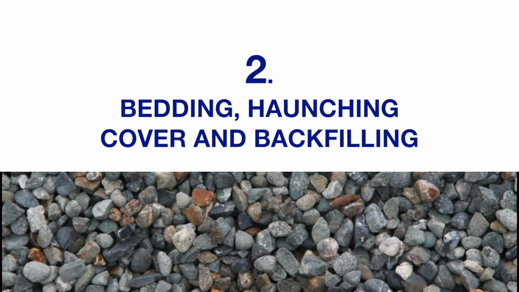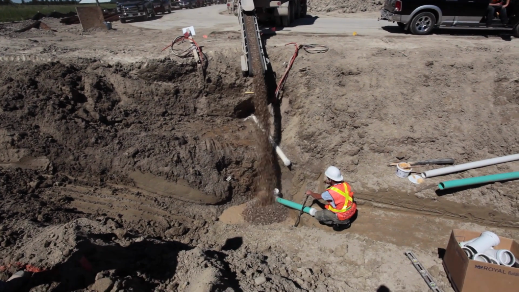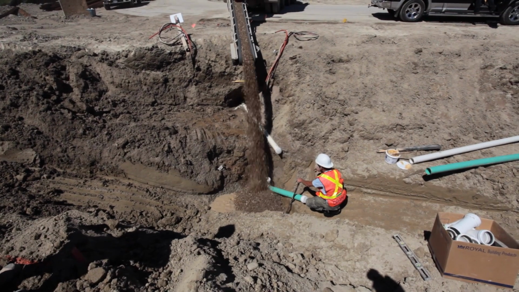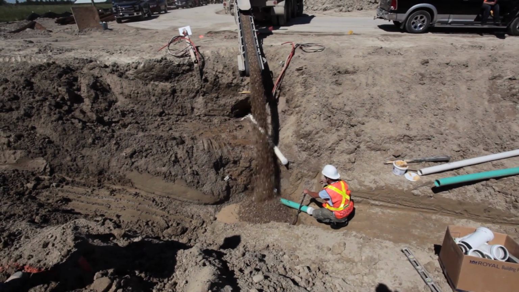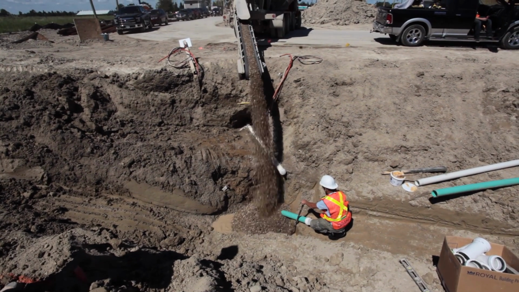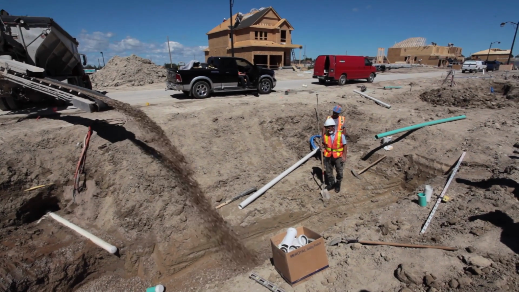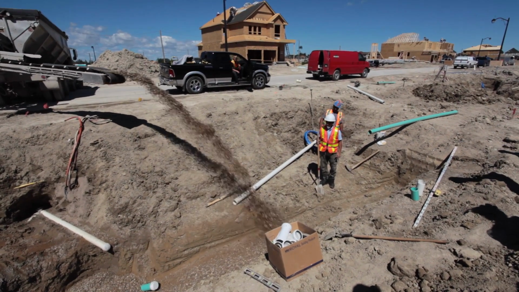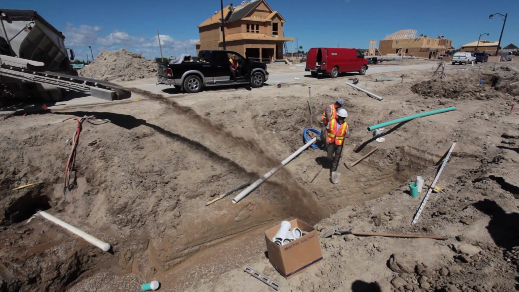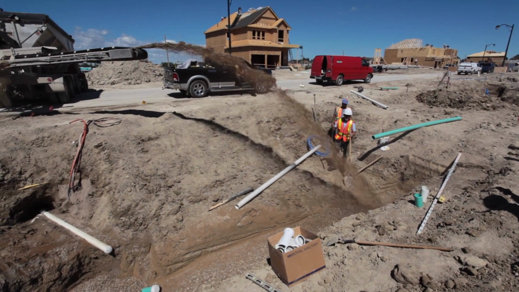Now we need to add support with bedding, haunching, cover, and backfilling. First, we must ensure ground soil conditions are suitable for pipe support. If not, additional trench depth should be excavated to remove the unacceptable material and refilled and compacted with suitable material, such as stone. Bedding may be used to bring the trench bottom up to grade before the pipe is installed. The purpose of bedding is to provide a continuous and uniform support for the pipe.